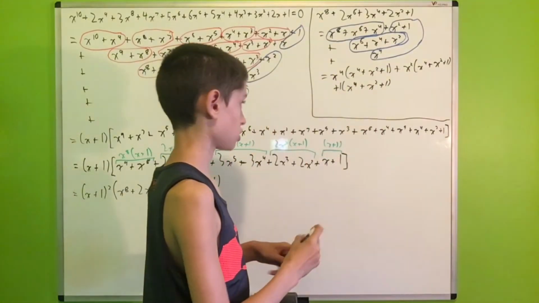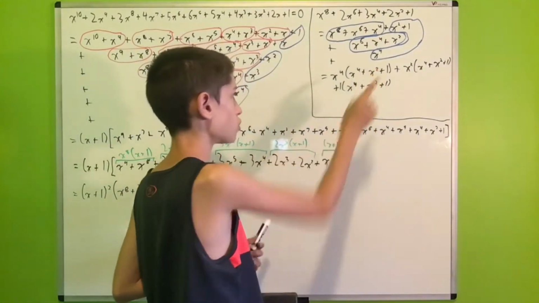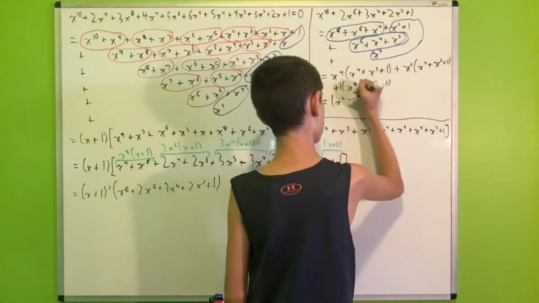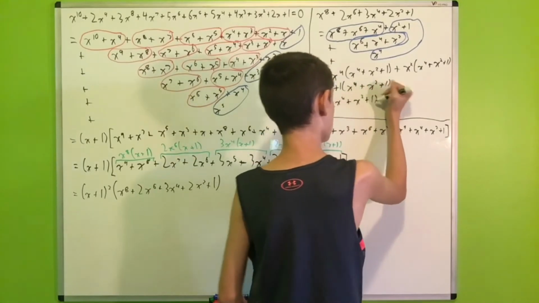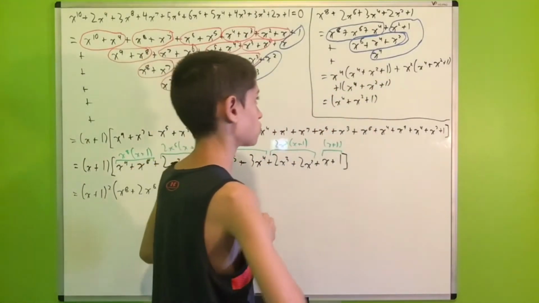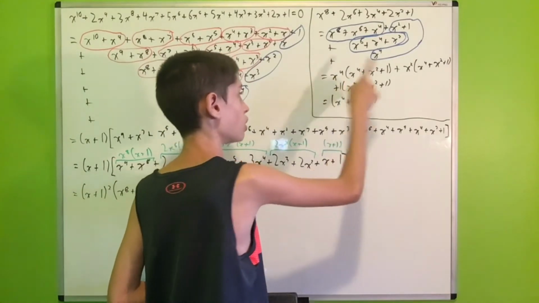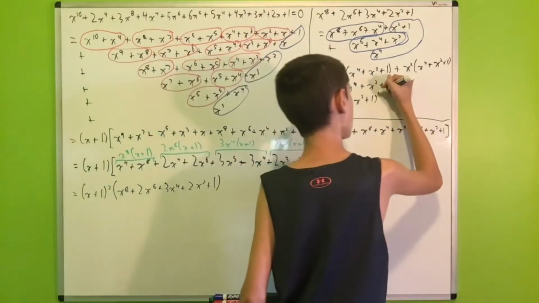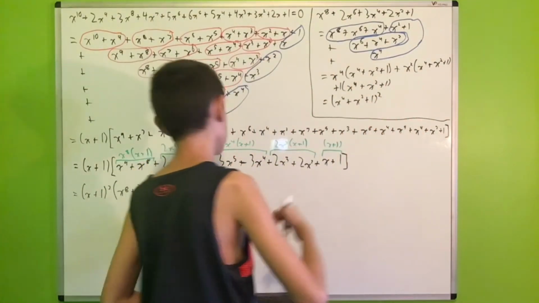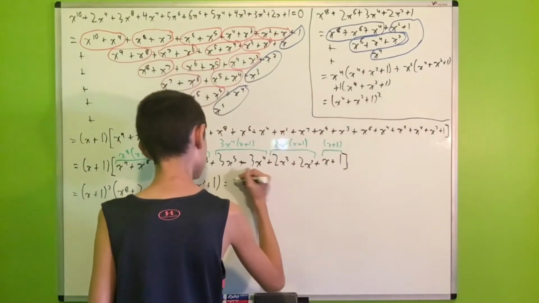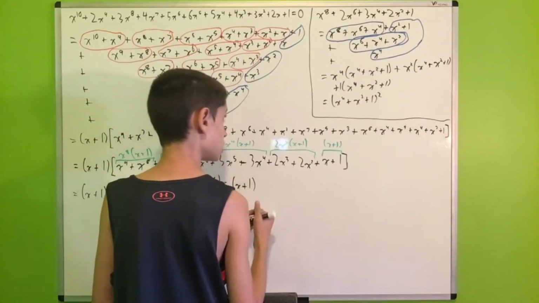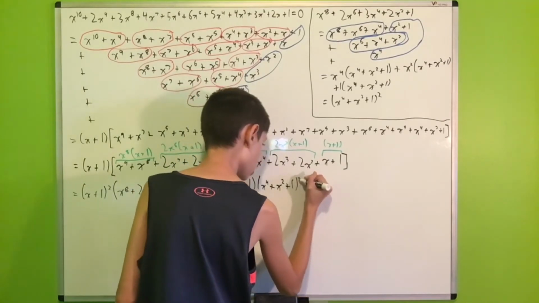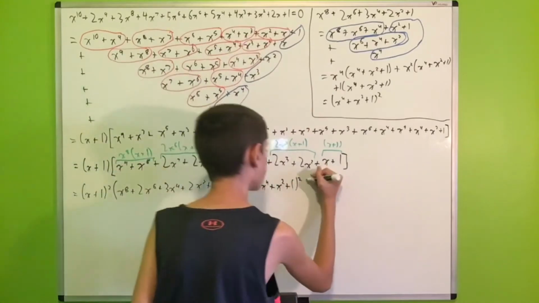And here is 1. So we can see that we have a common factor of x to the 4th plus x squared plus 1, which we can factor out. So we'll have (x to the 4th plus x squared plus 1) times (x to the 4th plus x squared plus 1), which is the same thing as x to the 4th plus x squared plus 1, whole thing squared. So we can substitute that in for this polynomial. So we'll have (x plus 1) times (x to the 4th plus x squared plus 1) squared. And remember that all of this is equal to 0.